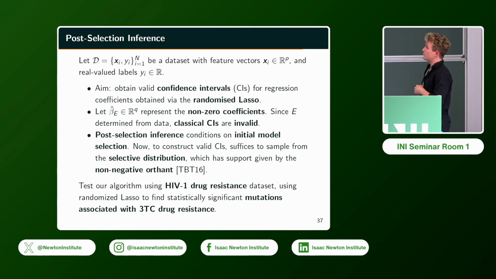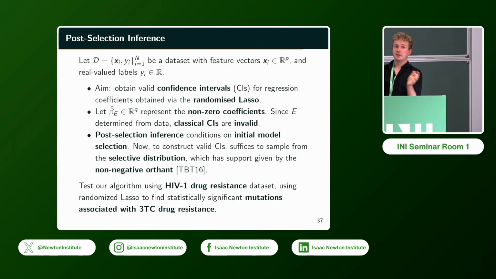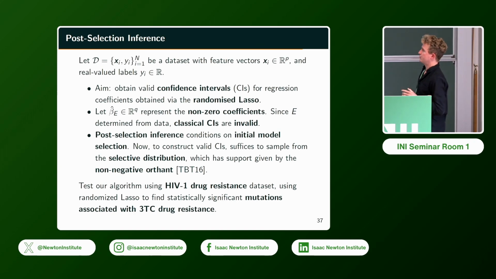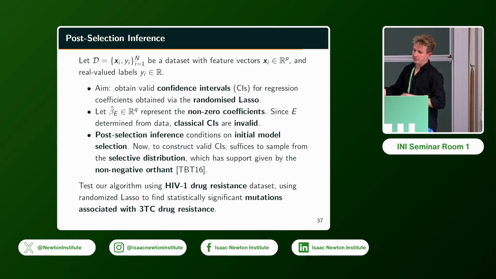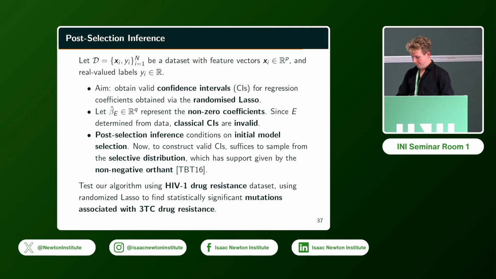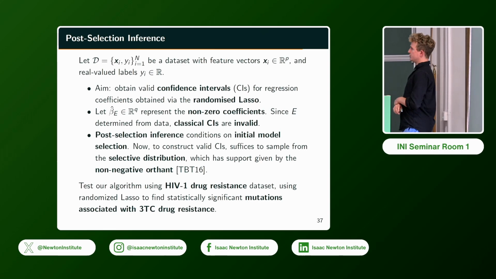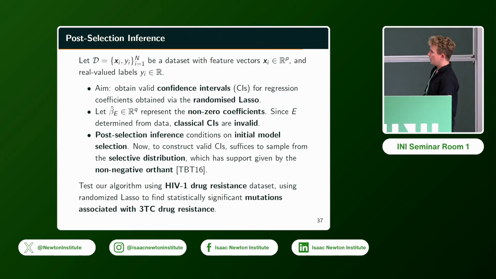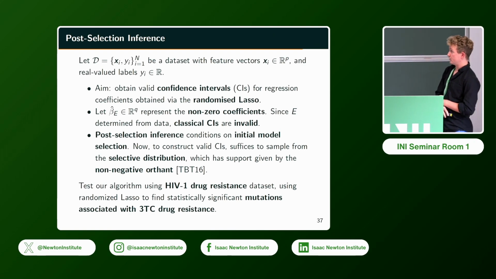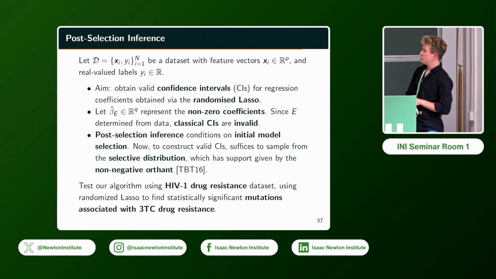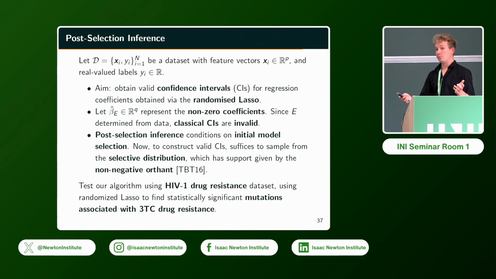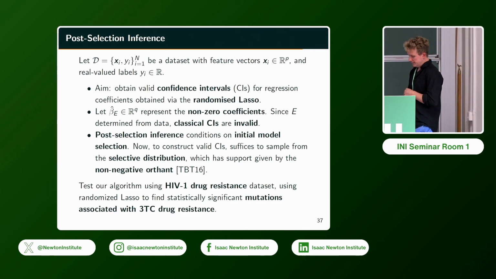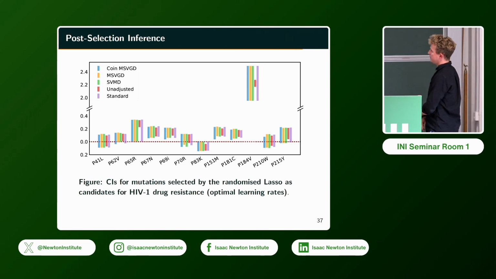So post-selection inference essentially conditions on the initial model selection and allows you to construct valid confidence intervals. And essentially you can show that this boils down to a constrained sampling problem. And so on the next slide, I'm going to show some results which we were testing our algorithm and comparing it to some other algorithms on the HIV-1 drug resistance data set. So essentially what we're trying to do here is to find gene mutations which are associated with resistance to a particular HIV drug. Okay, and here's some results.